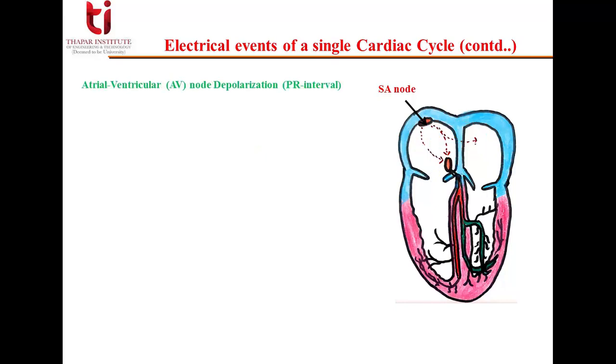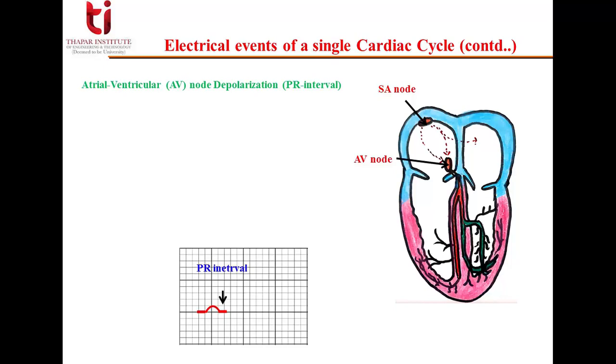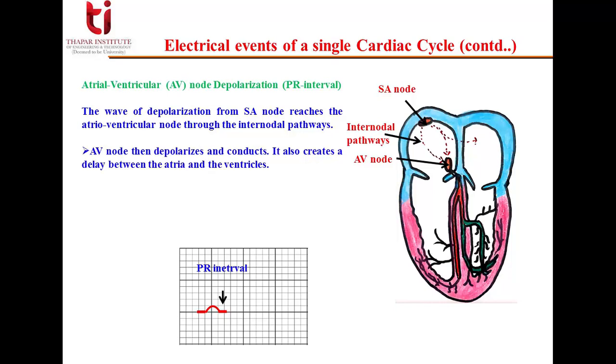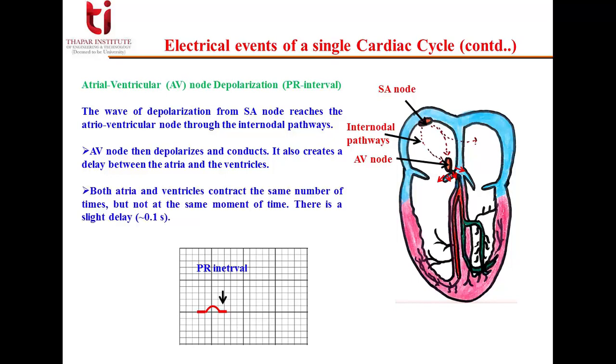Next is the atrioventricular node depolarization, which represents the PR interval. The wave of depolarization from the SA node reaches the atrioventricular node through the internodal pathways. The AV node then depolarizes and conducts. It also creates a delay between the atria and the ventricles. Both atria and ventricles contract the same number of times but not at the same moment. There is a slight delay of approximately 0.1 second.